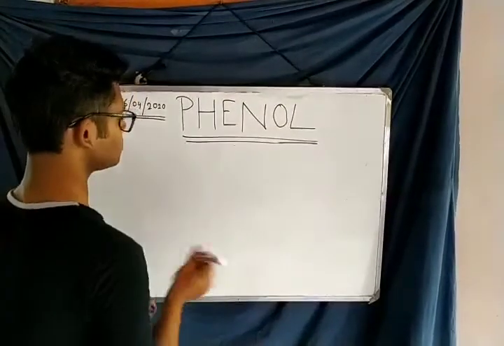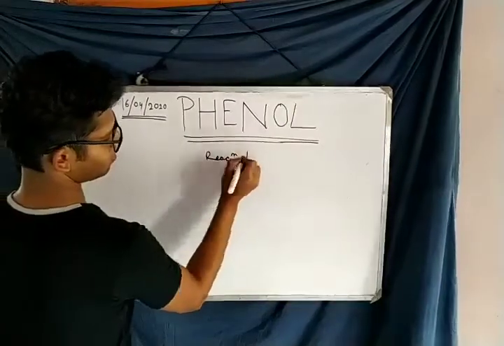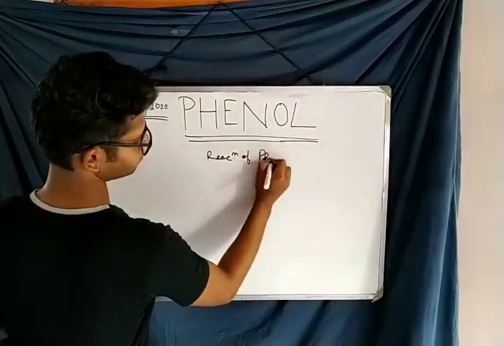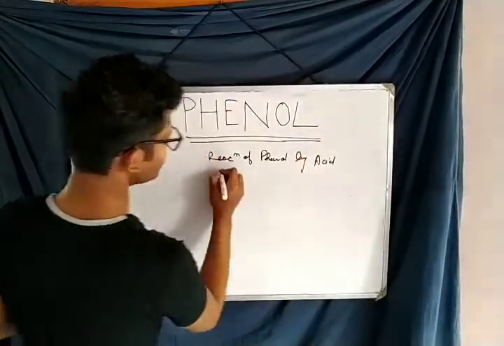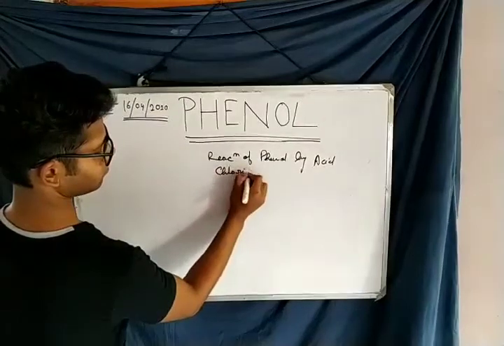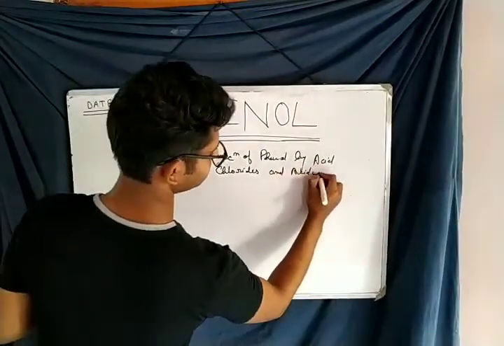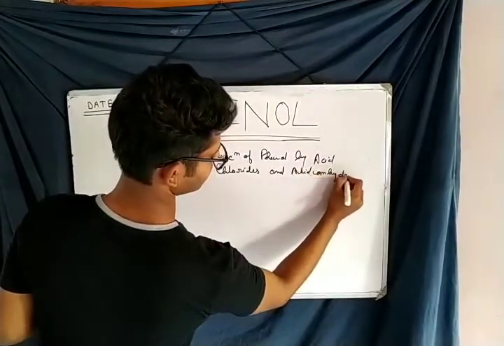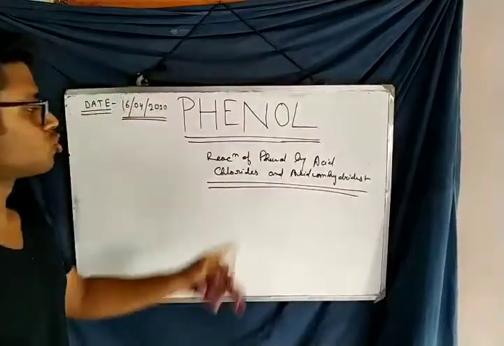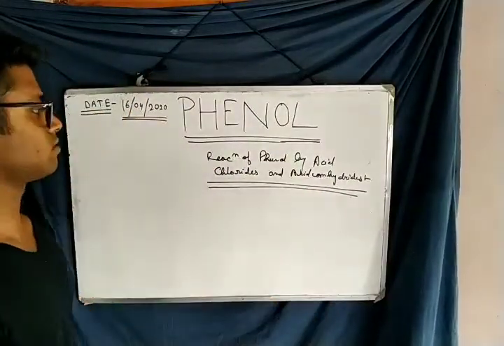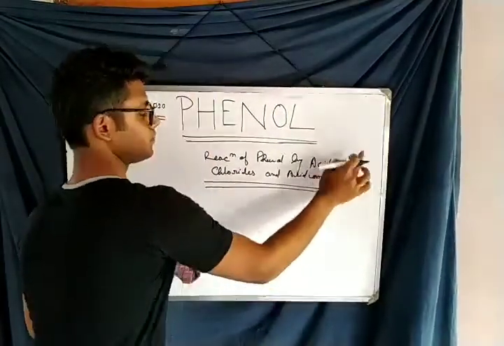The next reaction is the reaction of phenol with acid chlorides and acid anhydrides. This reaction is known as acylation.